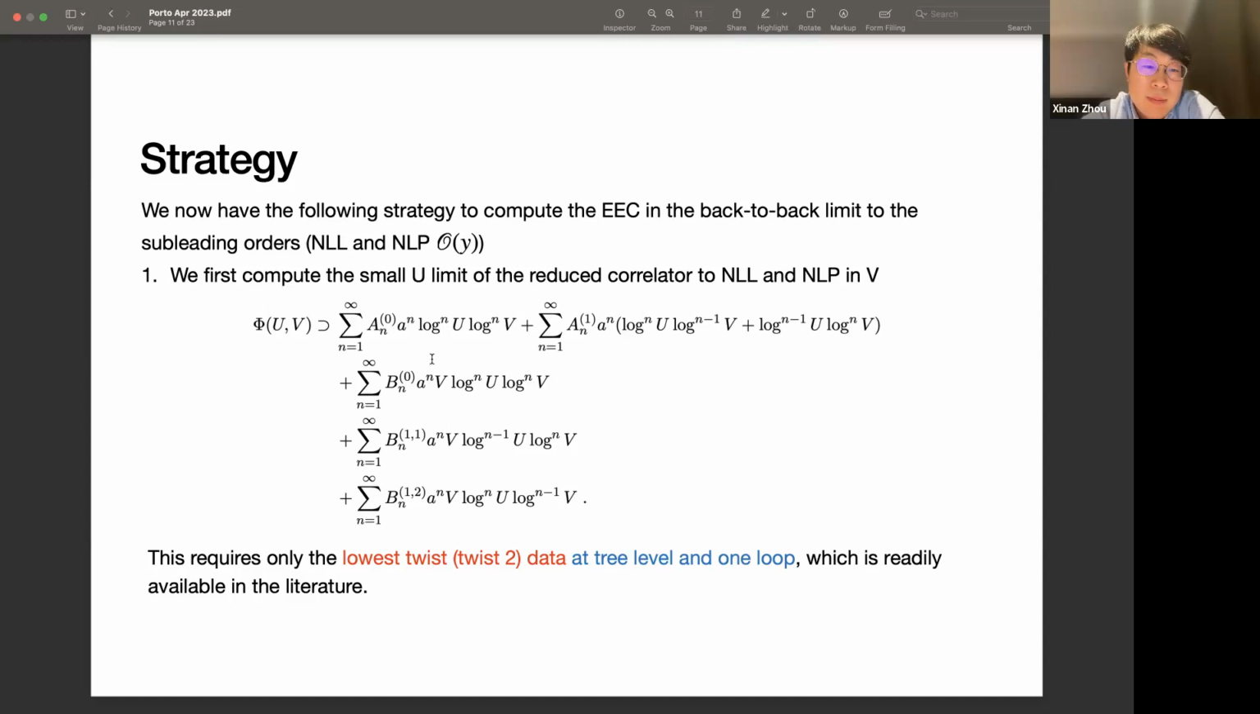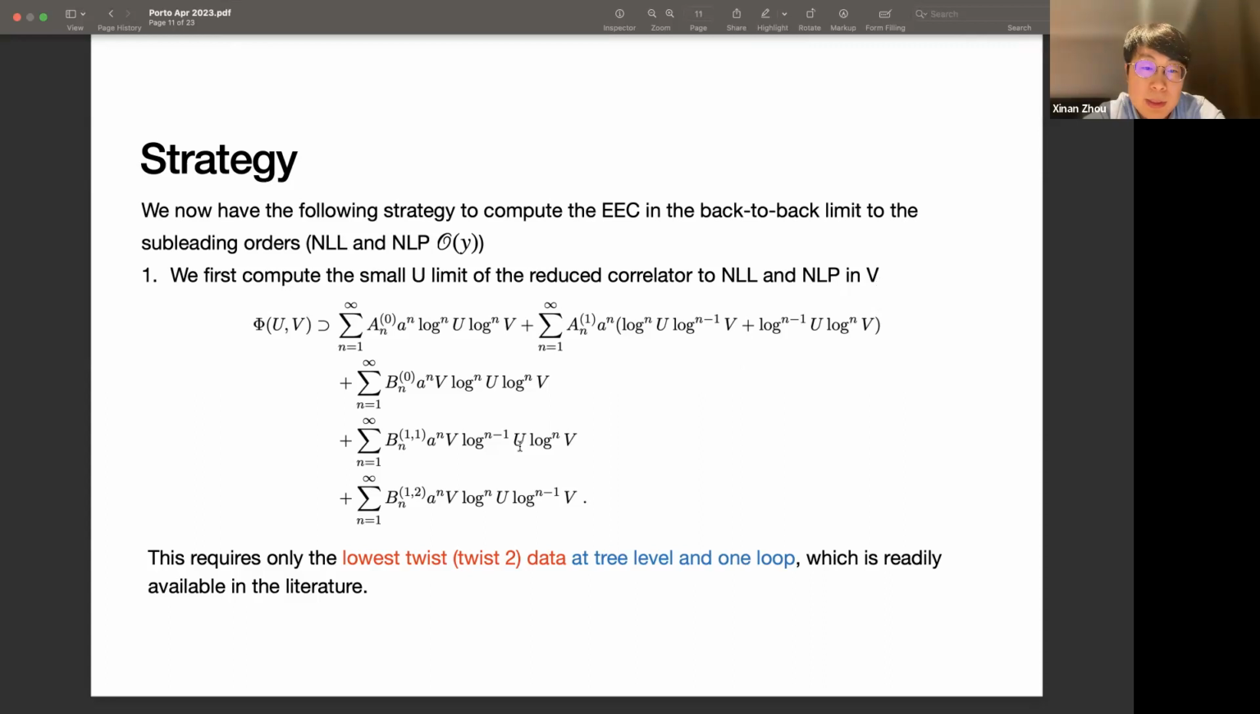So at nth loop, we would expect at most log u to the nth power. This is because these logs are associated with anomalous dimensions, so we can have the tree level anomalous dimension to the nth power, and that corresponds to log u. Here I'm doing things a bit more schematically. I denote these coefficients as A and B, but later I will be more precise about their interpretation in terms of OPE coefficients and the anomalous dimensions. By crossing symmetry, we should also have log v to the nth power. Therefore, we have such a term. This is the leading logarithmic singularity. Subleading means that we can have one power less, so we can have log u times log v to the n-1 power, and also the other way around.